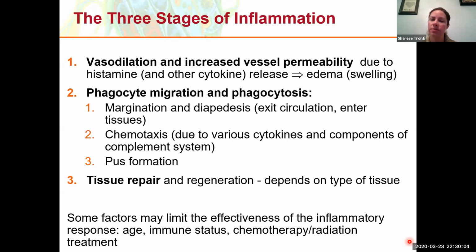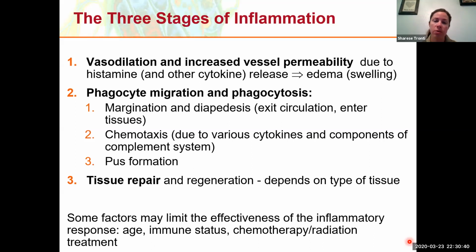When the blood vessels become more leaky, that's going to allow some of this plasma, some of these fluids to leak through into the tissues. And that's where we have swelling or edema. Because the blood vessels are more permeable, that's going to allow these immune cells to pass through the blood vessels into the tissue. And so the phagocytes are trying to get into the tissue, and they will do that through margination and diapedesis. And we are going to go through both of those processes here in a second.